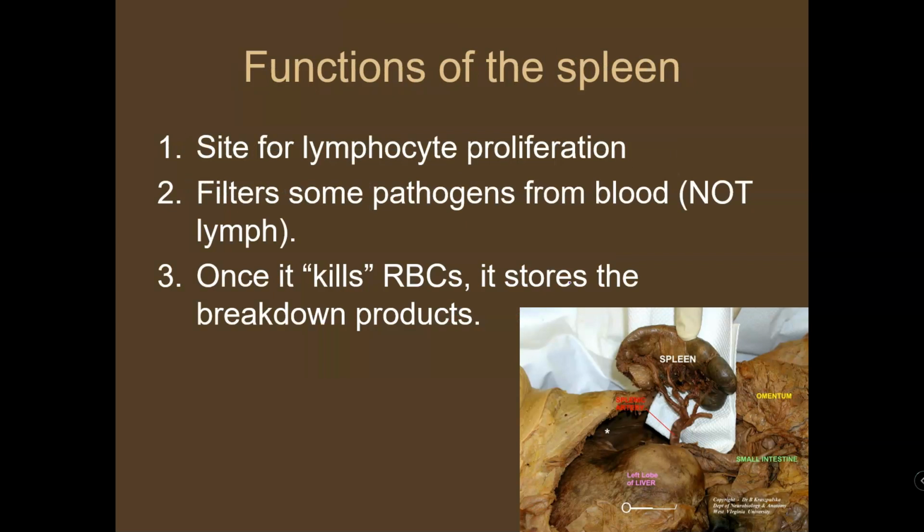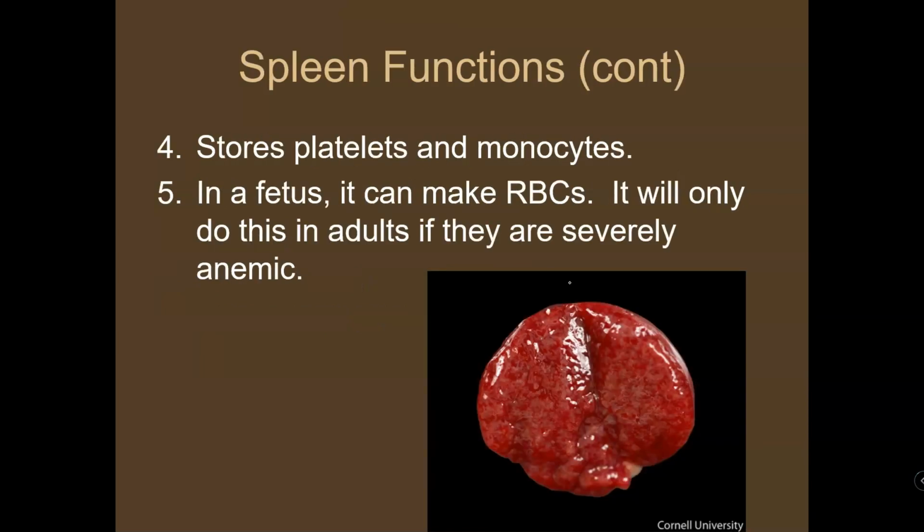So that's one of the functions for the spleen. Spleen is also a filter, but it doesn't filter lymph. That's the lymph node's job. It filters blood instead. We had already talked about the fact that the spleen is the red blood cell graveyard. The spleen can actually store some platelets, so it can help you with your blood clotting function. It can store monocytes, so it can help you kick monocytes out should you get a chronic infection. And in a fetus and in a severely anemic adult, it can make some red blood cells.